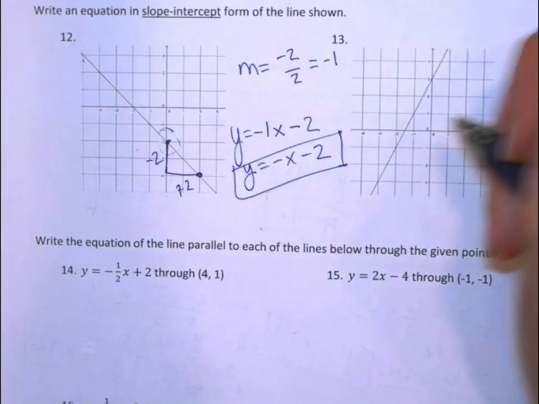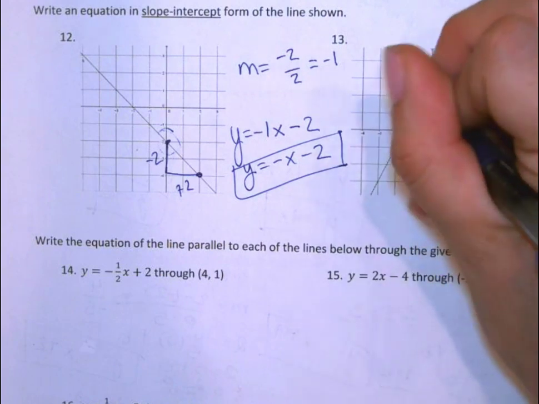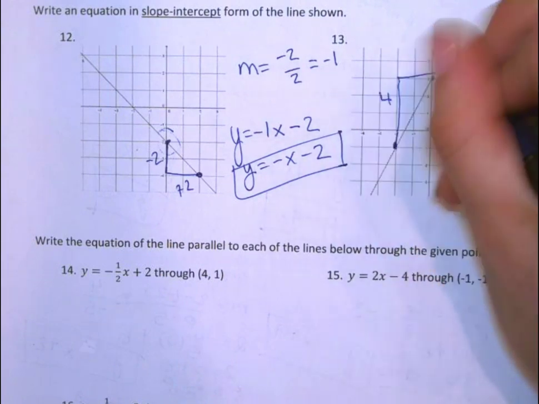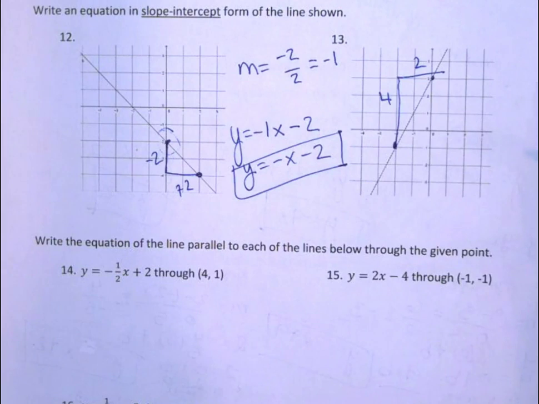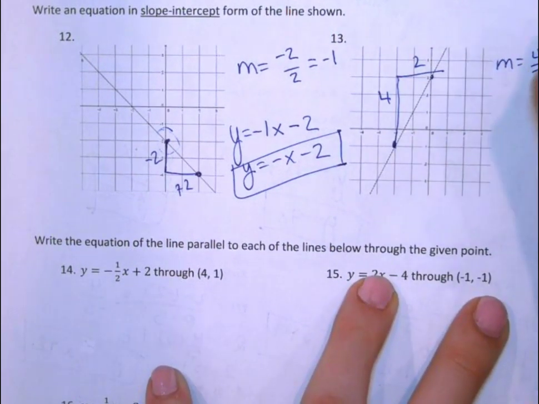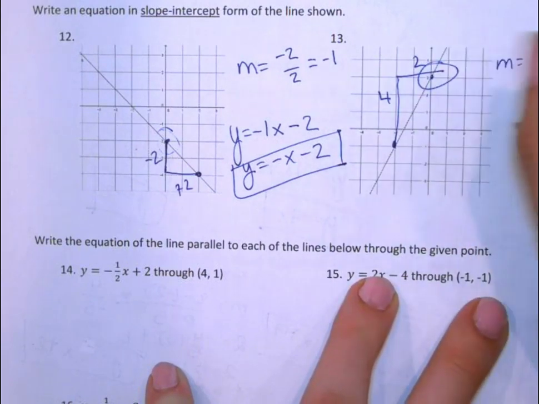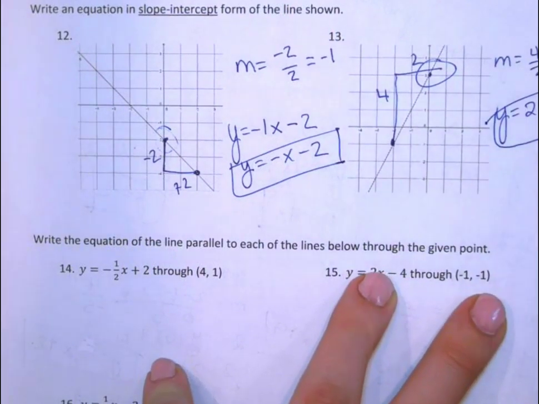Same thing over here. I'm looking for where it crosses. It goes up 4, right 2. So my slope is m equals 4 over 2, which simplifies to 2. It crosses the y-axis at 4. So then my equation is going to be y equals 2x plus 4. That's off the screen.